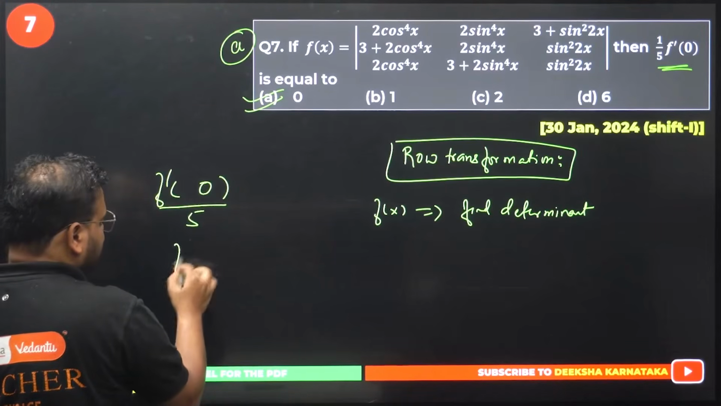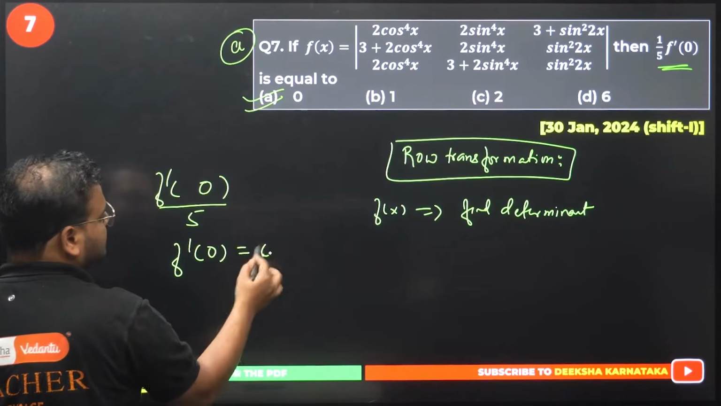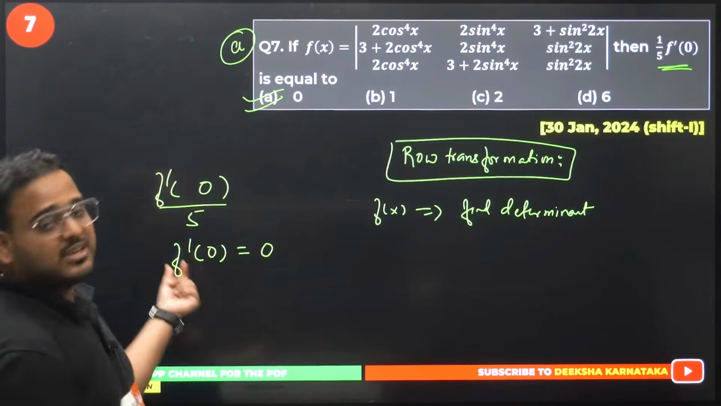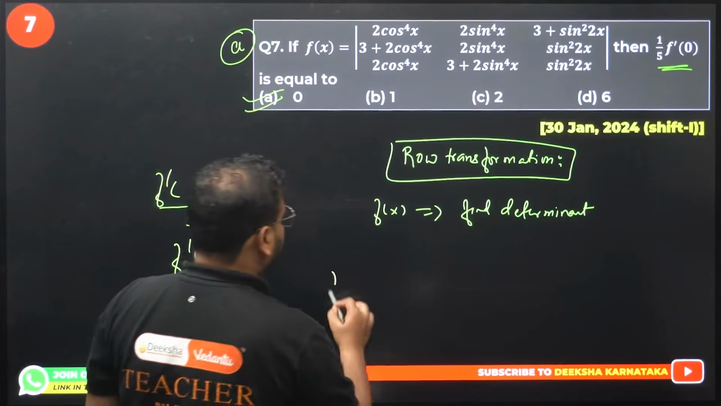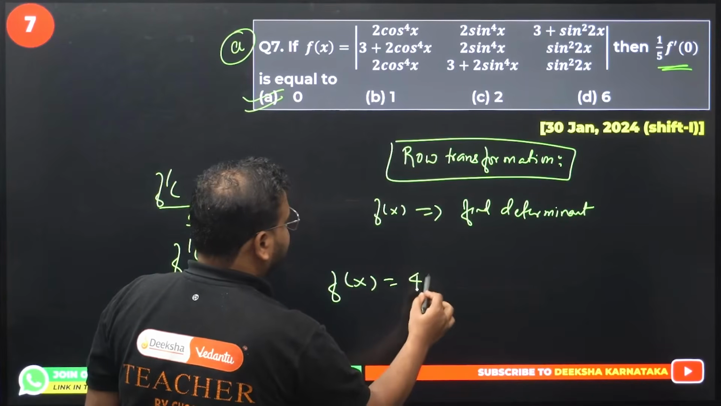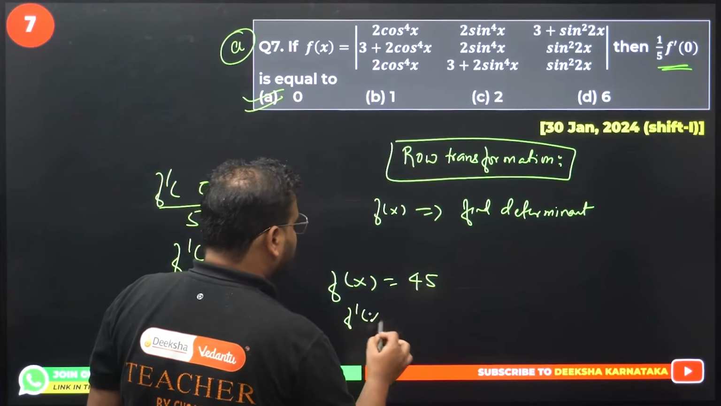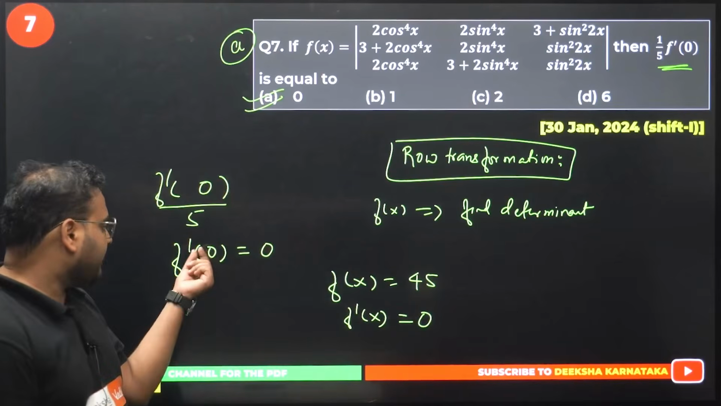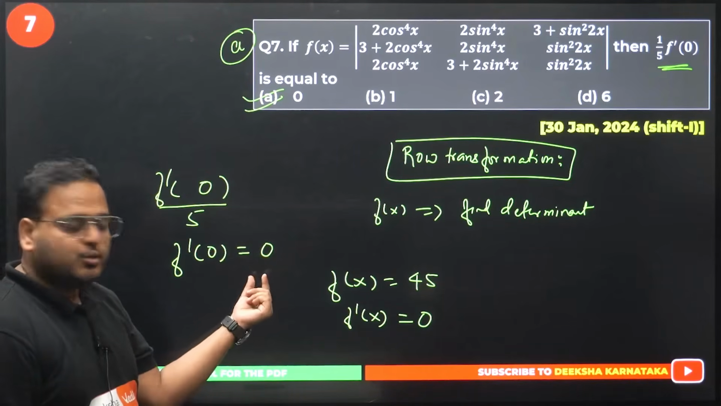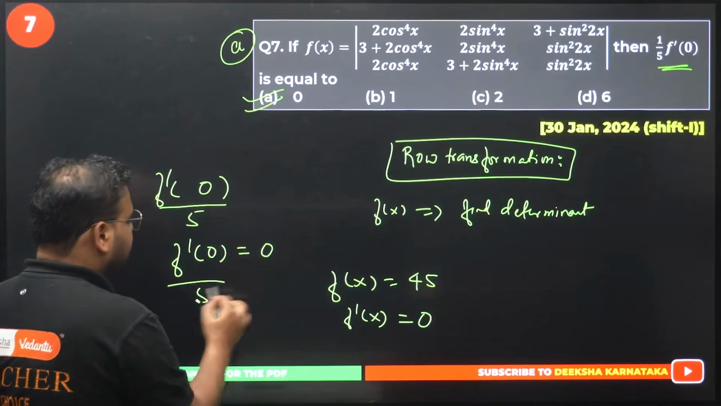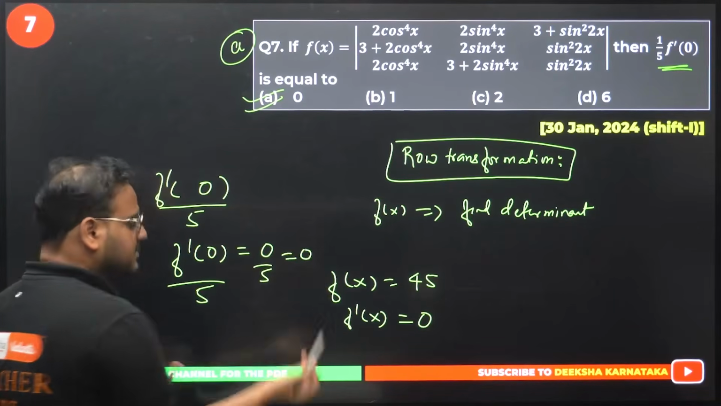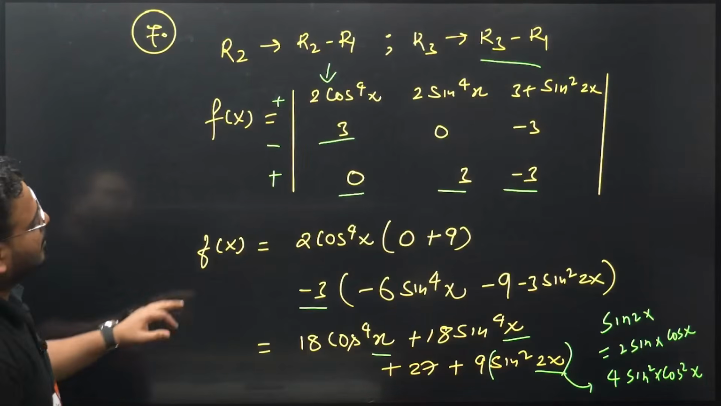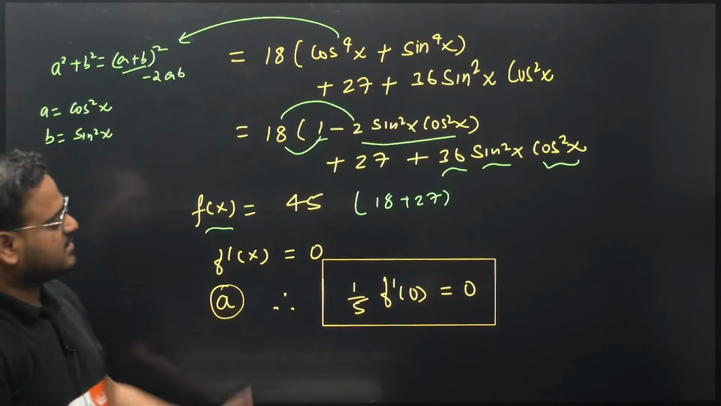But the derivative of the function itself is 0, sir. How come? The function is a constant number. f(x) is coming out as 45. So f dash of x is simply 0, for any value you take for x. It means f dash of 0 will be simply 0. So if you divide this by 5, the answer is what? 0 only. Hence option A is the correct answer, and this is the right approach.